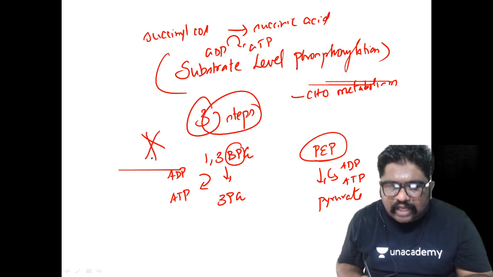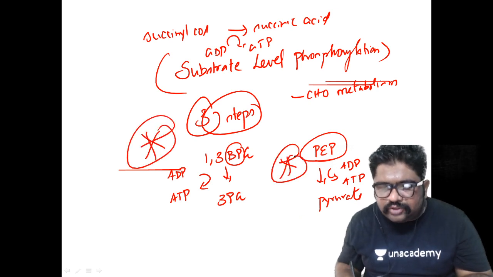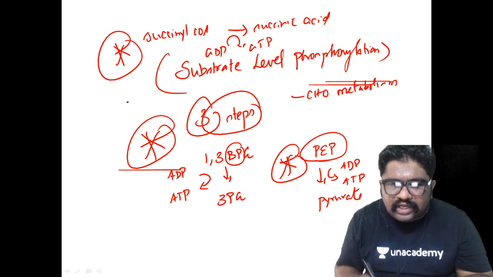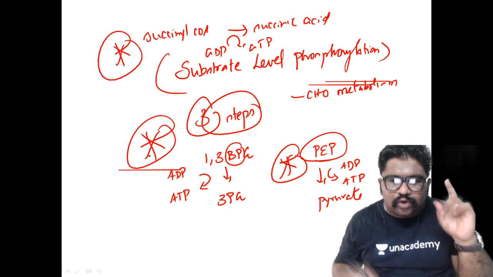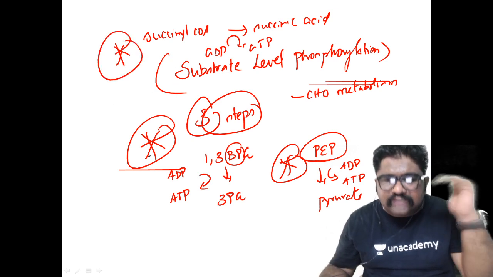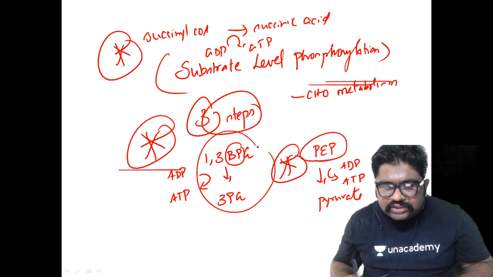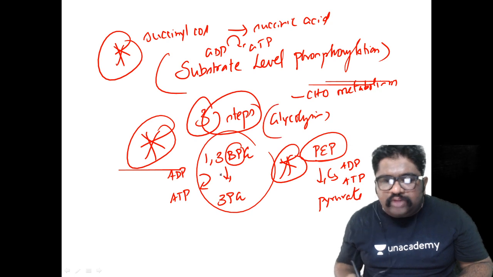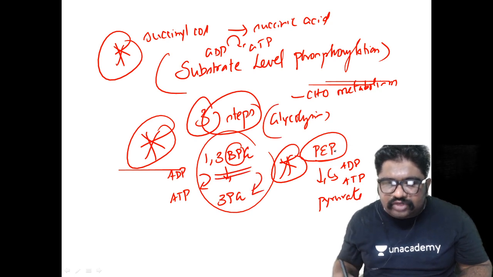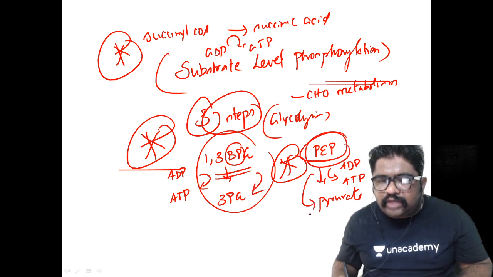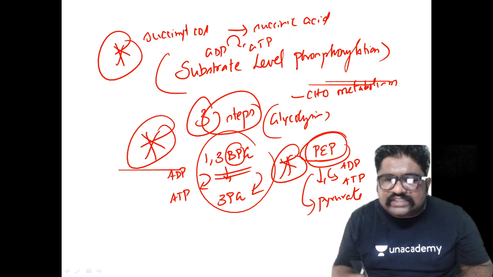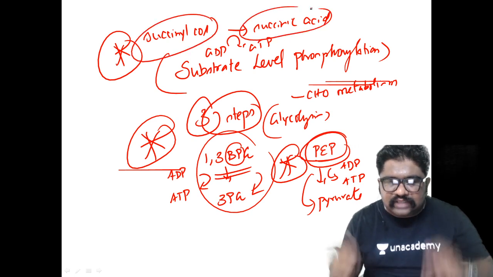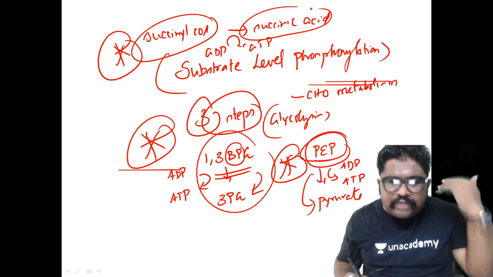So please mark my words. These are all important for MCQs in JIPMER, PGI Chandigarh and NEET. So there are three steps in the whole of carbohydrate metabolism where you'll expect substrate level phosphorylation. That is, in glycolysis, we have two steps: when 1,3 bisphosphoglyceric acid becomes 3-phosphoglyceric acid, and when phosphoenol pyruvate becomes pyruvate. And in the TCA cycle, when succinyl CoA becomes succinic acid, an ATP or a GTP, an ATP equivalent, is generated.